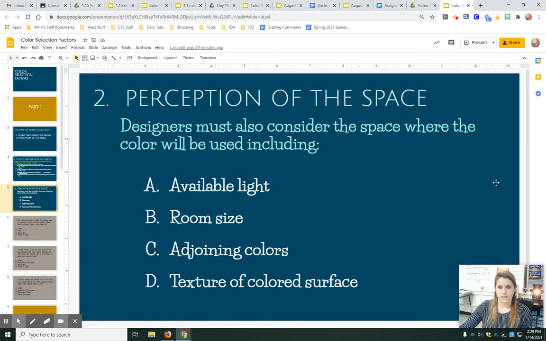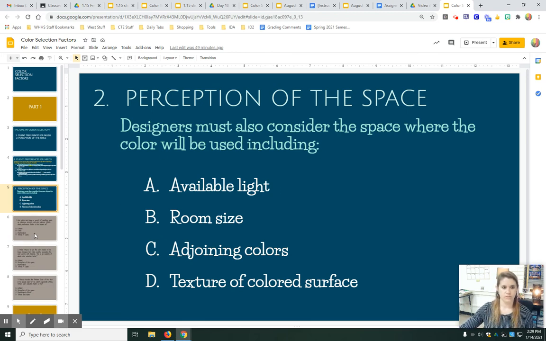And last little slide, perception of the space. Designers must also consider the space where the color will be used, including the available light, the room size, the adjoining colors, and the texture of the colored surface. And in tomorrow's video, I will go into depth on those four things.